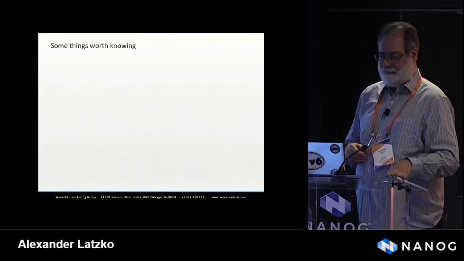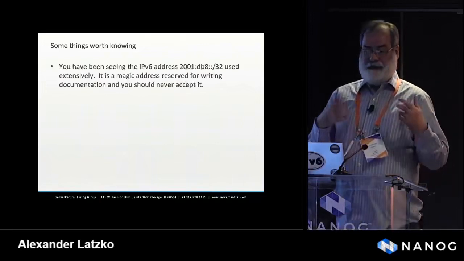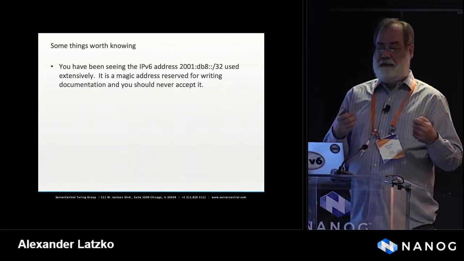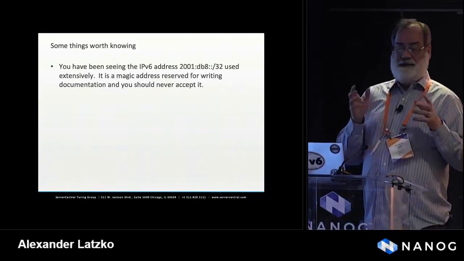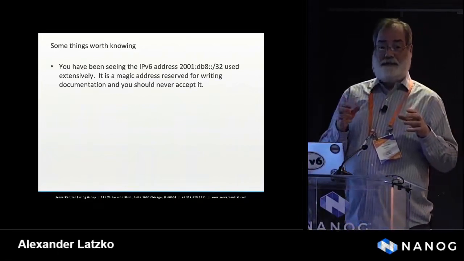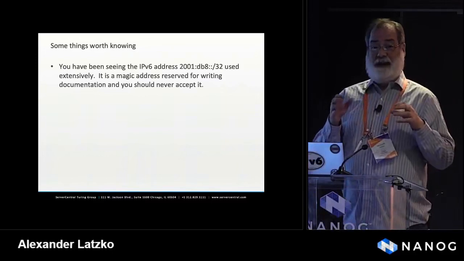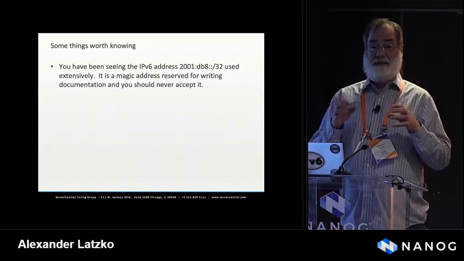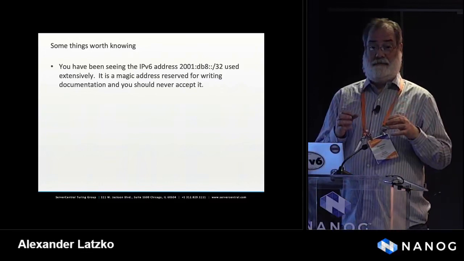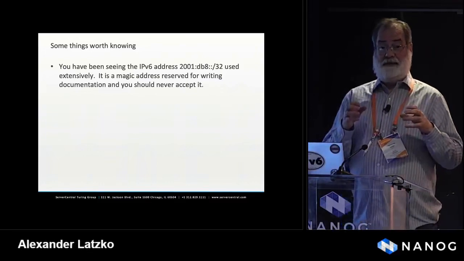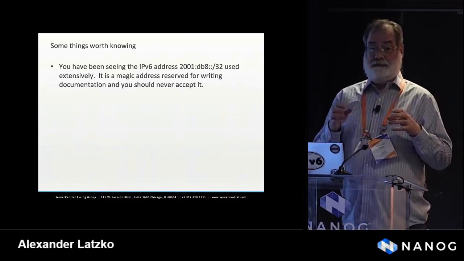So, a little bit of a breather and a recap. You've seen 2001:DB8::/32 used extensively. That is a prefix which is reserved for documentation. Just sort of like 192.0.2.0.